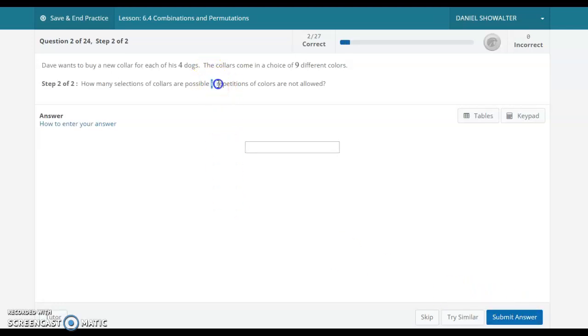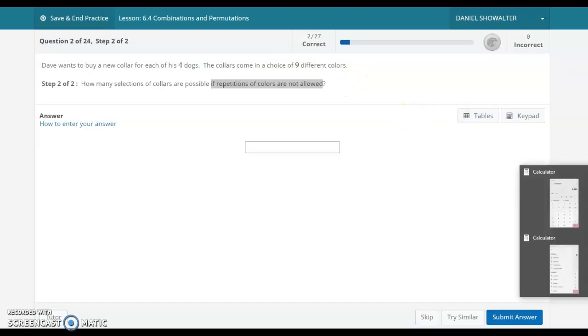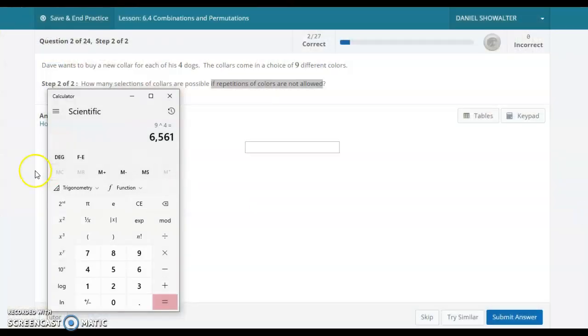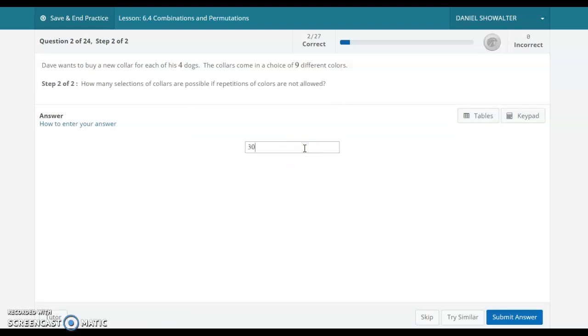Okay, so here repetition of colors is not allowed. This means that we have 9 colors for the first dog's collar, and then for the second one, regardless of what choice we chose for the first collar, we have 8 choices left. So now it becomes 9 times 8 times 7 times 6. So let's clear that, and we'll do 9 times 8 times 7 times 6. 3024. So quite a bit less than if repetitions were allowed.